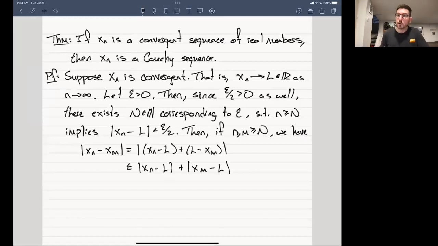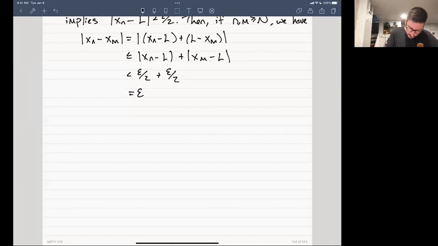Now I switched the order, but because it's an absolute value, it doesn't matter what the order is here. I wrote it like this so that they look the same. And again, since I'm looking beyond capital N, I know this is smaller than epsilon over 2. And I also know that xm is within epsilon over 2 of L as well, just from the fact that I have m is greater than or equal to capital N here. And so if I add these two things together, I get that xn minus xm is less than epsilon, which tells me that xn is a Cauchy sequence.